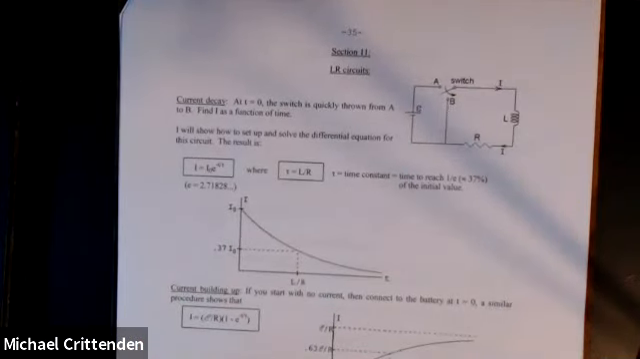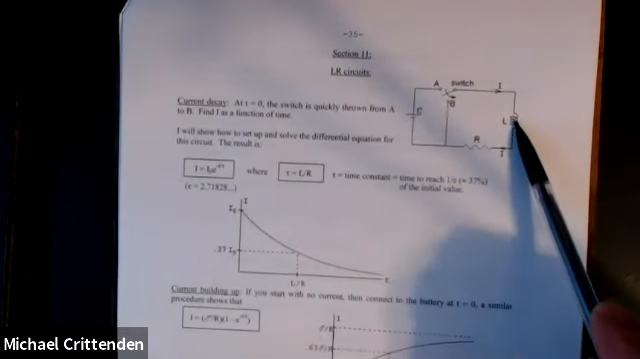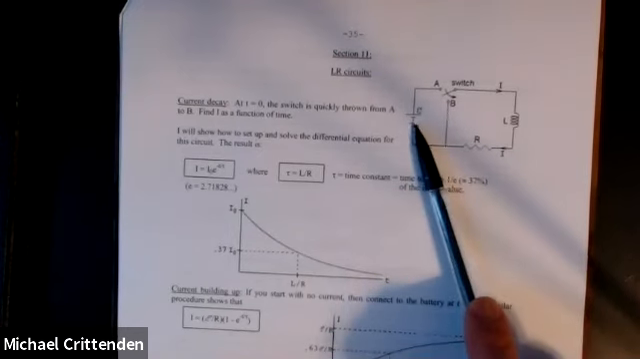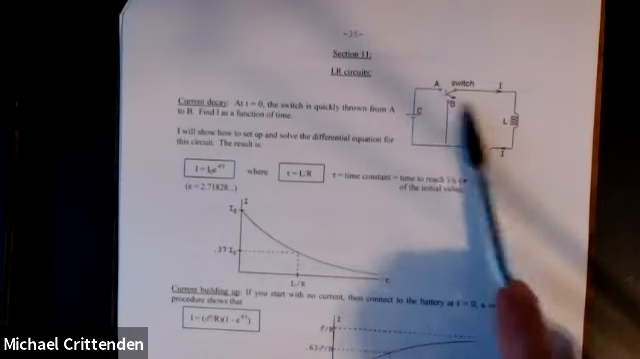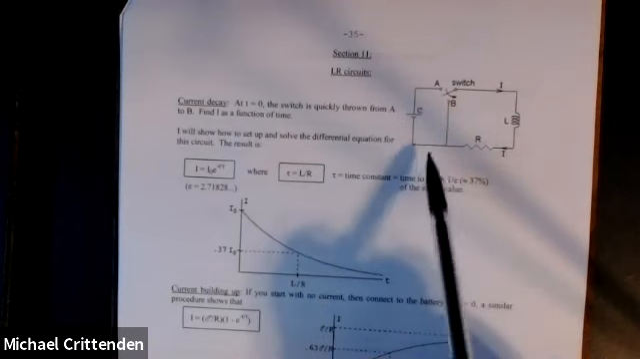Section 11 starts out with LR circuits. So LR as in an inductor and a resistor. And it's a DC circuit. We're going to power it with a battery. And I've got this two-way switch here, a double pole switch.